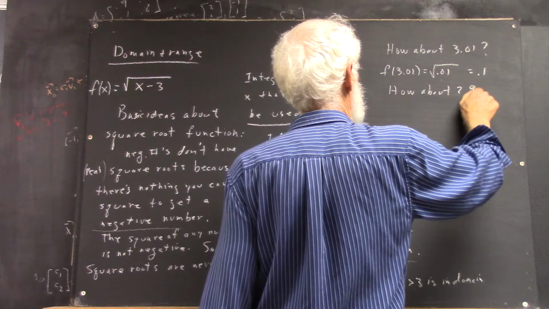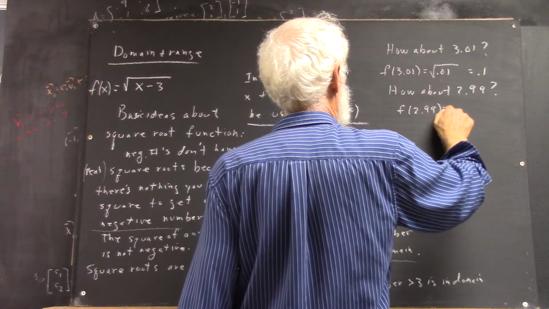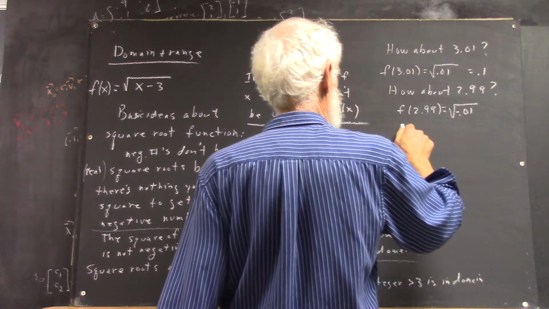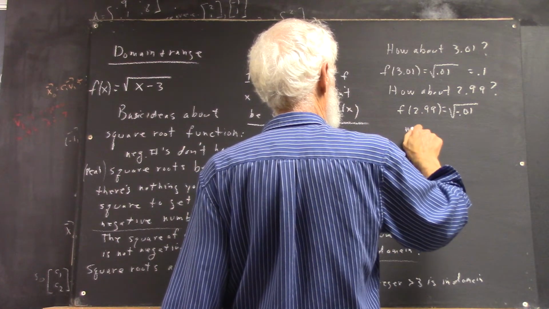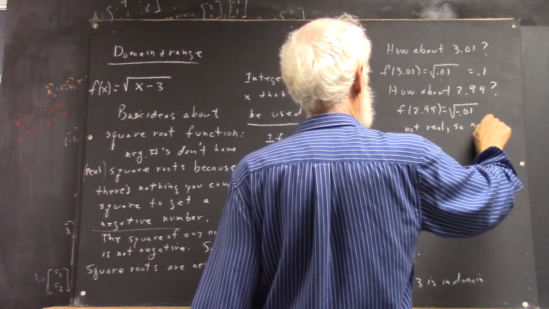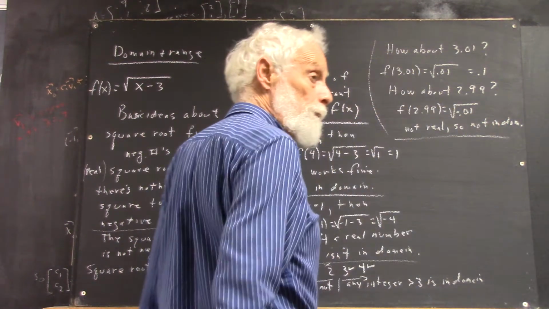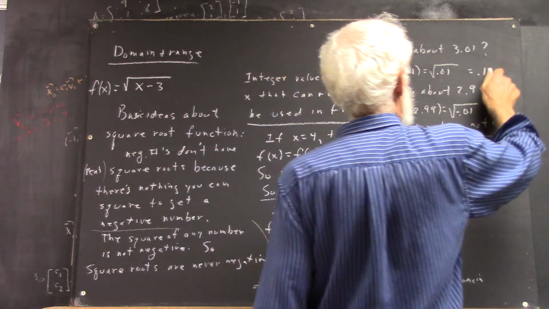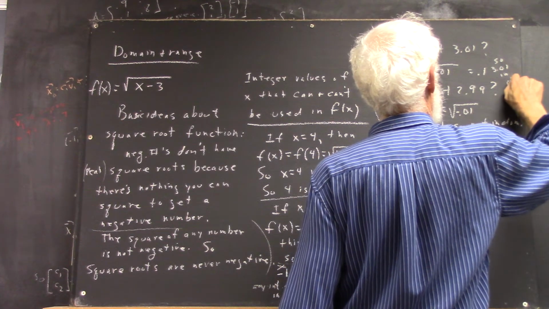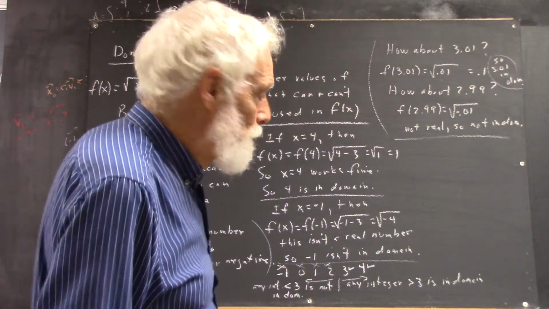How about 2.99? No. Because that equals the square root of negative 0.01, and that's not real, so it's not in the domain. I didn't ever write down that 3.01 is in the domain, but make sure we've got that, okay?